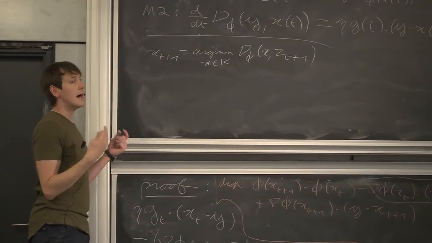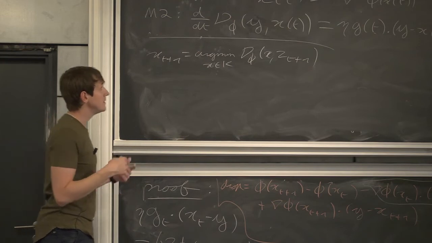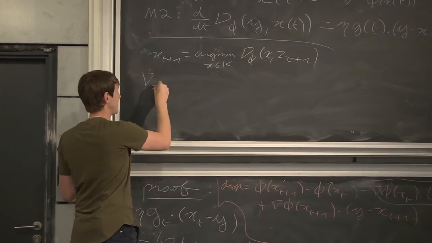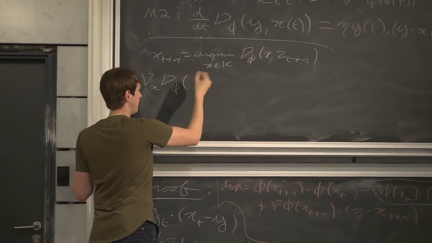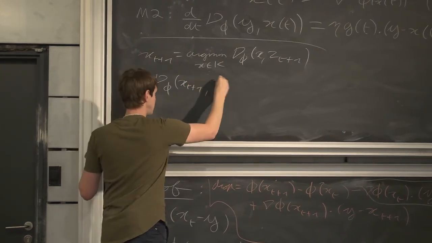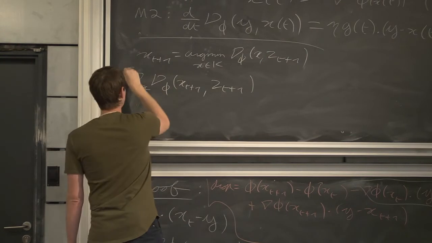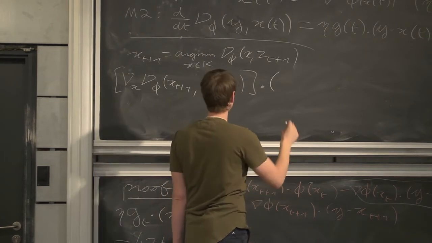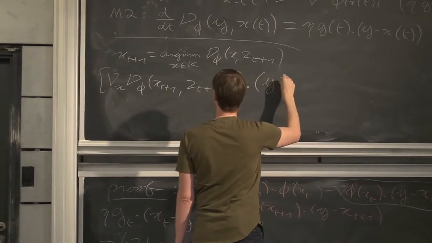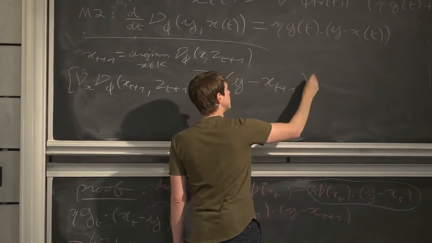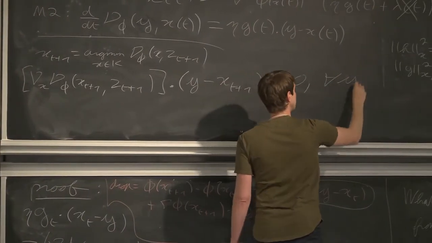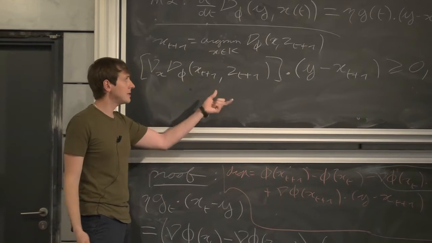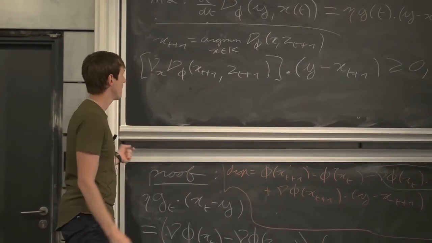So what do I know? At the optimum, the gradient is positively correlated with any direction going inside. So I know that the gradient with respect to x of D phi at xt plus 1, zt plus 1, is positively correlated with any direction going inside, which is y minus xt plus 1. This is non-negative for any y. Right? This was like lemma 1 of all those lectures. At the optimum, the gradient is positively correlated with any direction going inside.